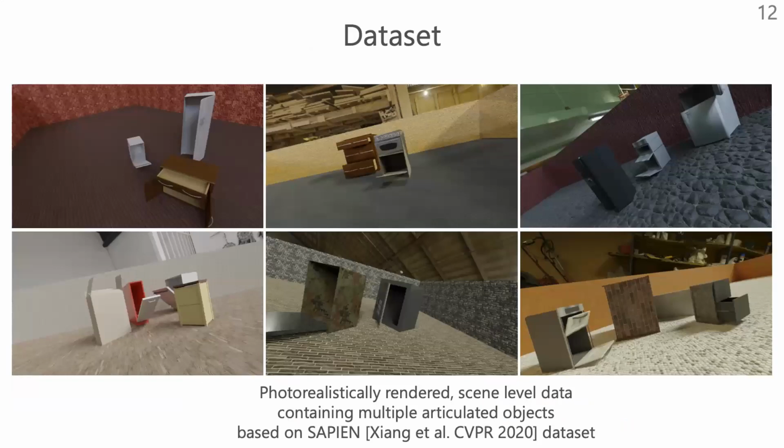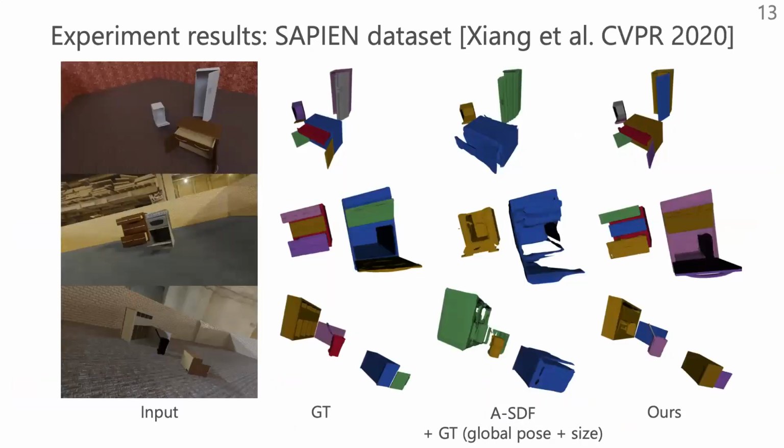To the best of our knowledge, there is no suitable off-the-shelf dataset for the setting in which a single scene contains multiple articulated objects with various part counts. Therefore, based on the Sapien dataset, we have built such a dataset with photorealistic rendering for the evaluation.